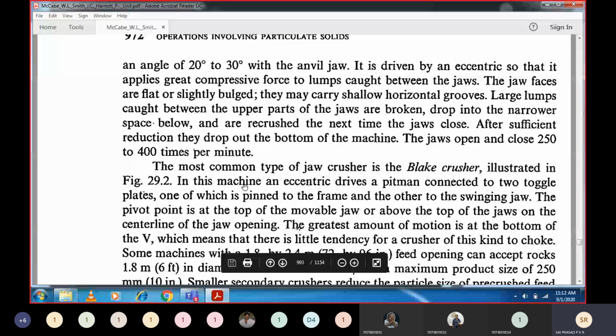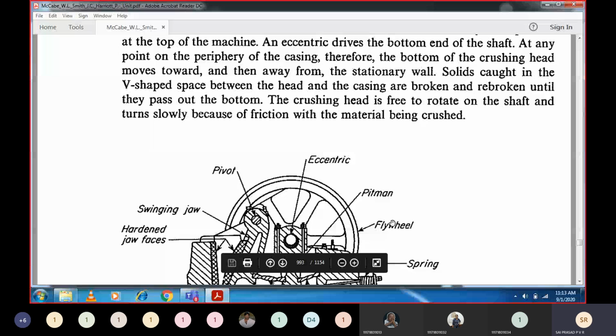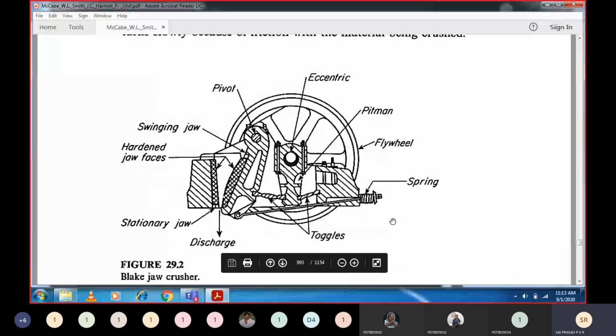In this machine, an eccentric drives a fitment connected to the two toggle plates, one of which is pinned to the frame, the other one is attached to the swinging jaw. So as I said, there are two toggle plates. Let's see once again. Yes, there are two toggle plates. The one is pinned to the machine. This will not be moving, whereas this one will be moving.